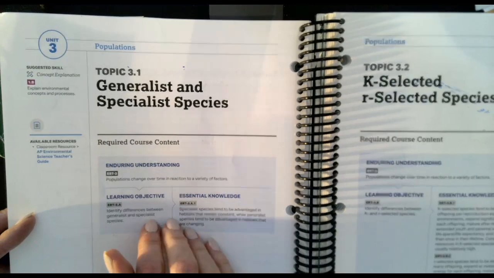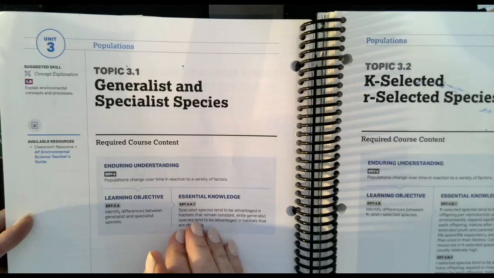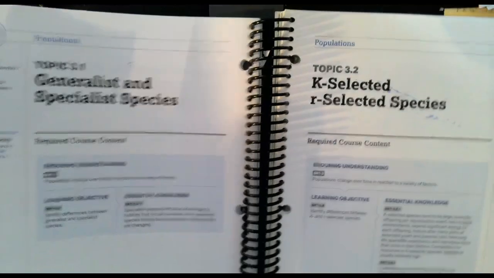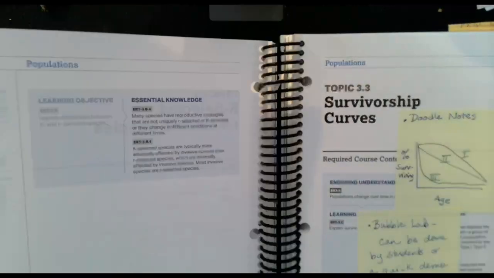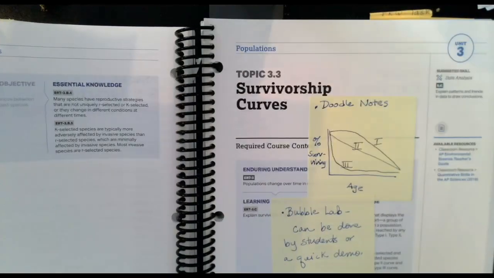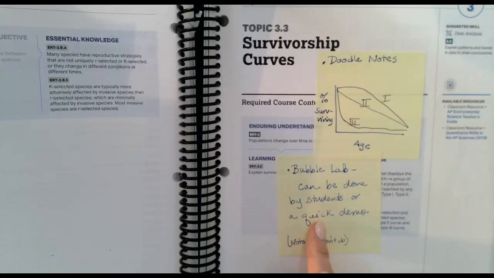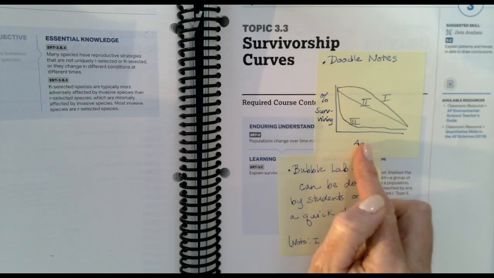You have PowerPoints, you have learning study guides. This is stuff the kids can kind of learn on their own. There's nothing particular that they need a lot of instruction from you for. There is a bubble lab you can do for survivorship. These are the survivorship curves.